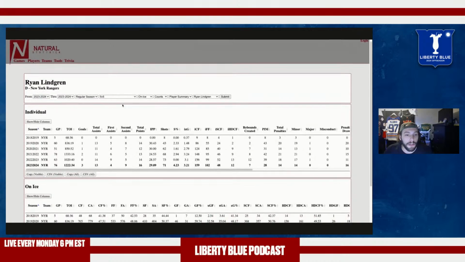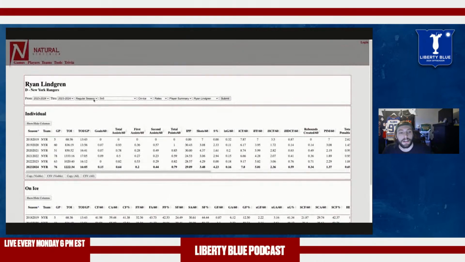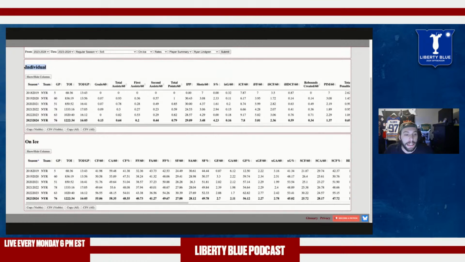And if this will load, okay, so the difference between individual and on ice. On ice is everybody Lindgren plays with. So that includes the forwards, that includes his partner, whether it's Fox, whatever. On ice is everything. On ice is everybody he's playing with. Individual is just Lindgren himself. That's why if you look at the goals tab, 0.07, blah, blah, blah. You look at the shots, he's not shooting the puck a lot. That's good for the Rangers.